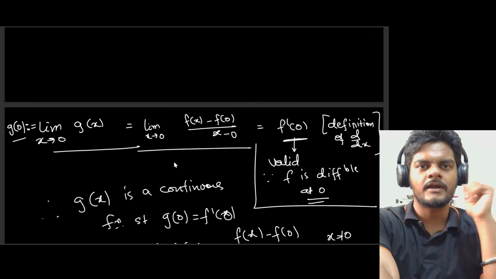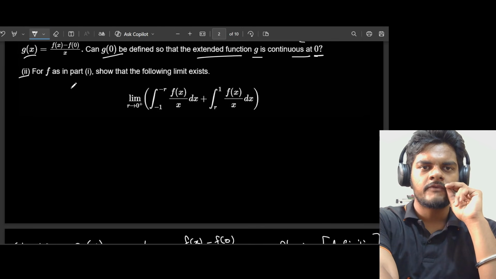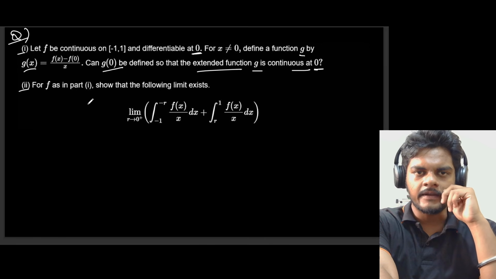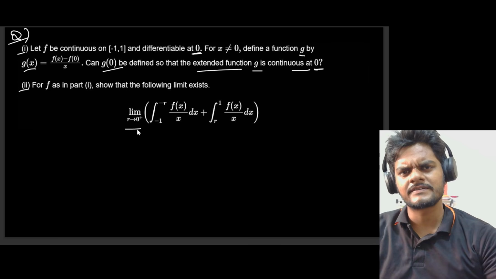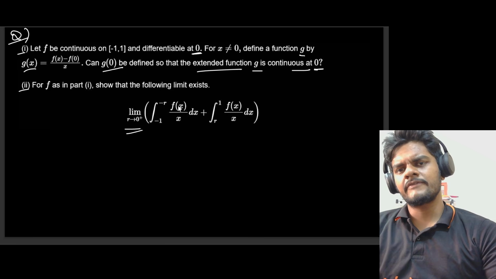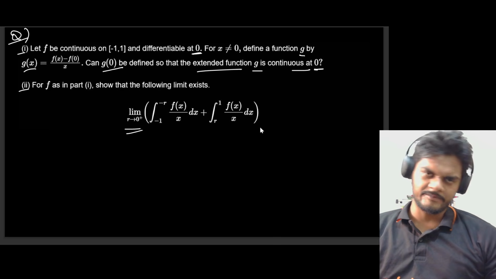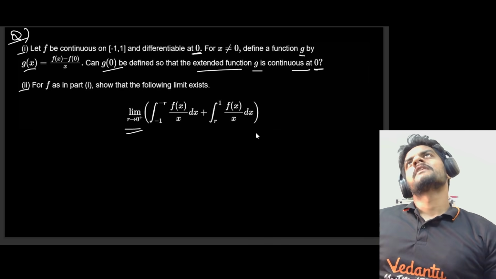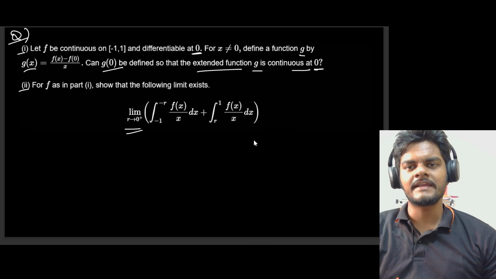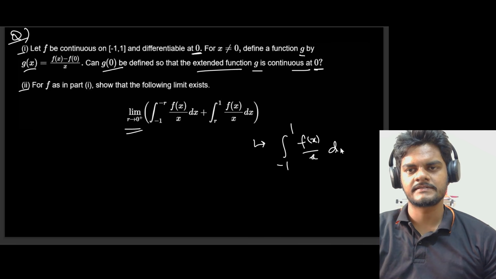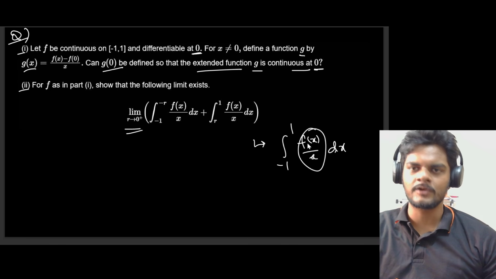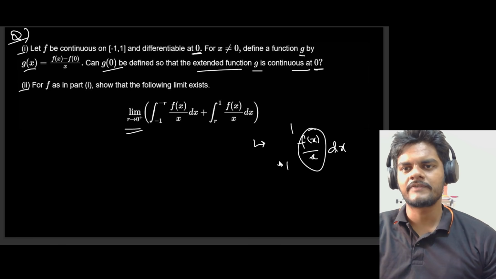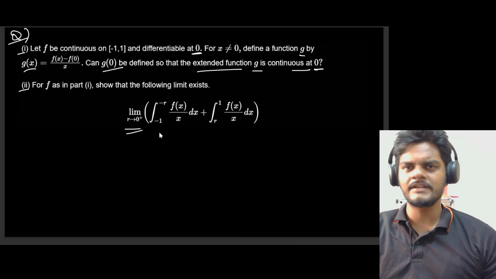All right. Now what do we want in the second part? For f as in part 1, show that the following limit exists. This is a very interesting thing. We are taking this limit of f of x by x. If you look at it carefully, it is actually trying to be the integral from -1 to 1 of f of x by x dx. But obviously, between -1 and 1 there is 0, and the domain cannot directly include 0. So how do we define this is the problem. It's a very interesting question.